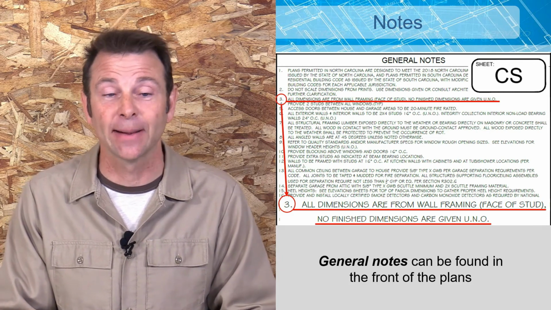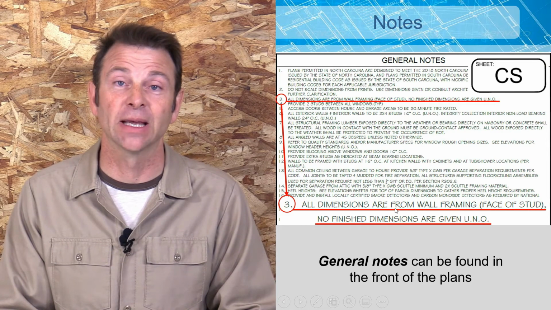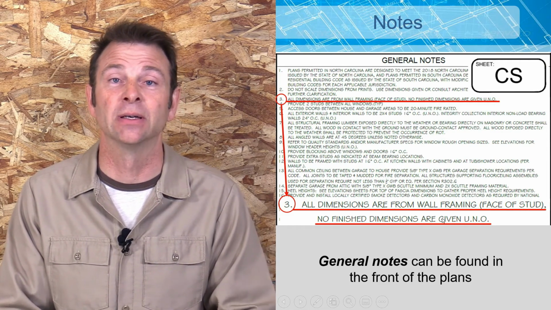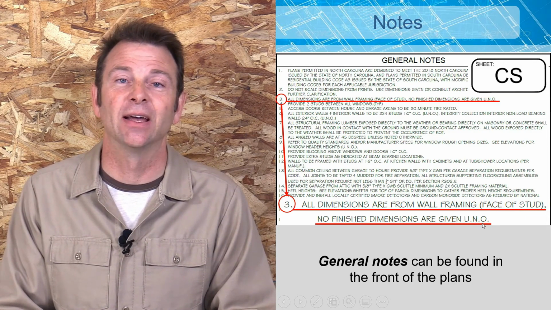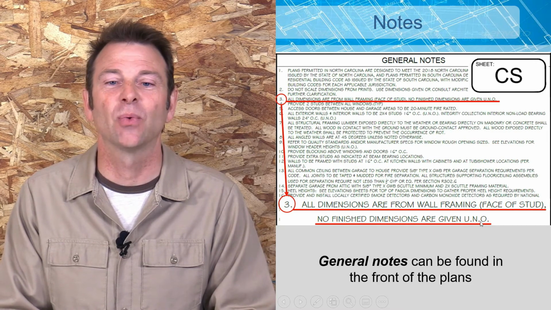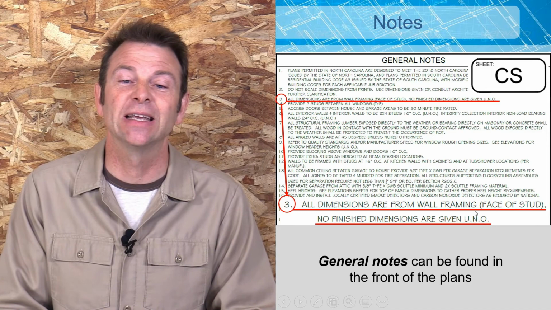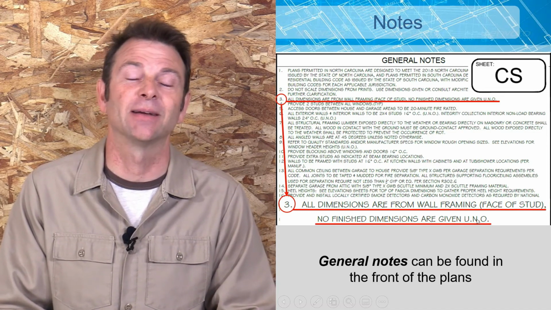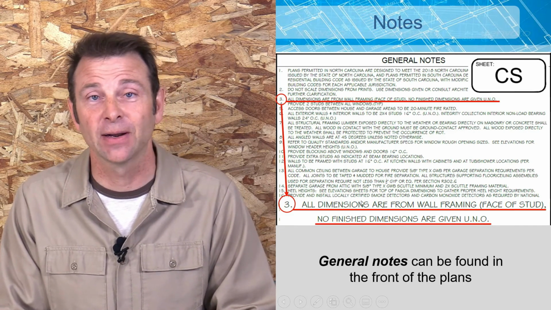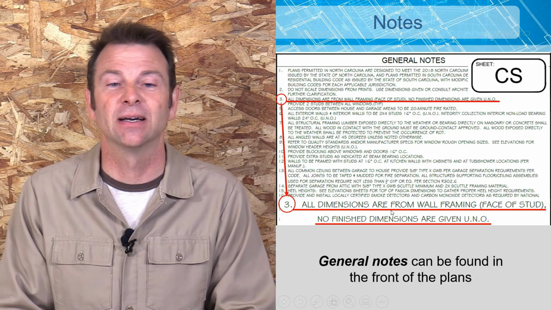So if we look at example number 3, it says all dimensions are from wall framing, from the face of the studs. So no finished dimensions are given. And it says UNO, so that would be unless noted otherwise. That's a way to abbreviate it. We're eliminating a lot of words. Now, whenever we see UNO, it's telling us something that doesn't need to be repeated, and it's not taking up space.